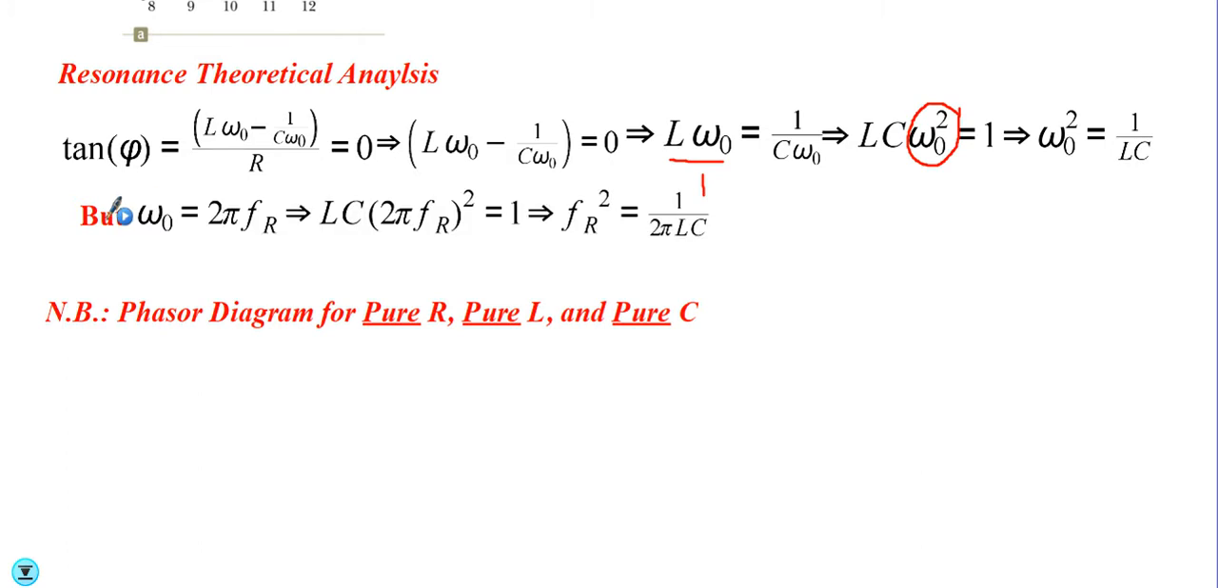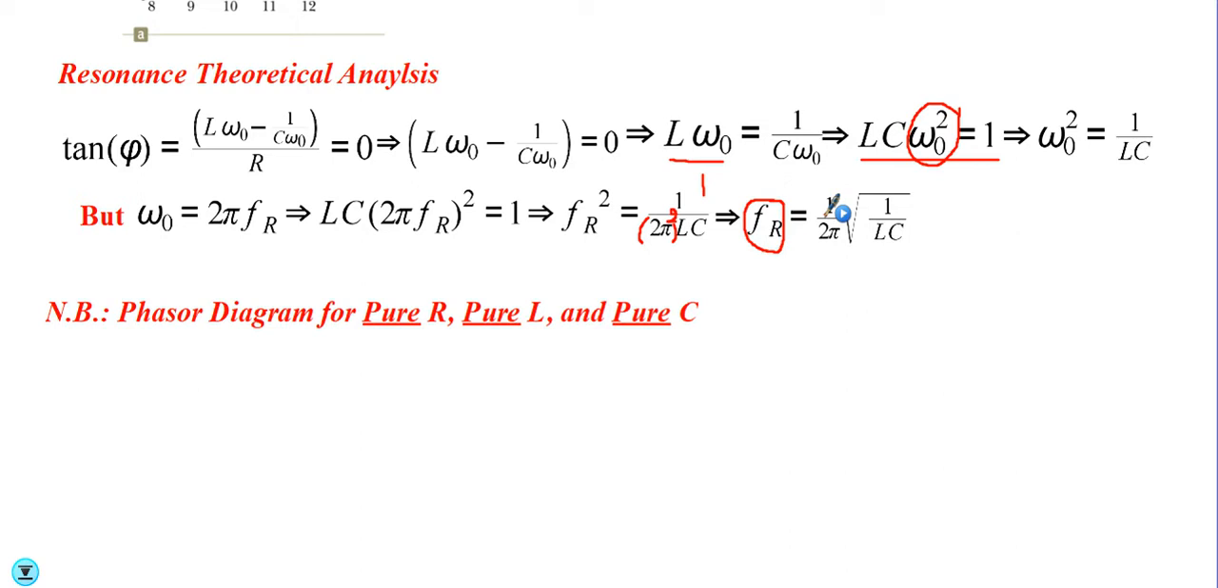Based on that, we know that omega 0 is 2 pi f of R, the resonance frequency. This implies that LC times omega 0 squared, so omega 0 is 2 pi f of R, squared, is equal to 1. I'm just substituting in this equation. This implies f of R squared is equal to 1 over LC. So 2 pi will go out, and it will be 1 over 2 pi square root of LC. So that's the resonance frequency equation.